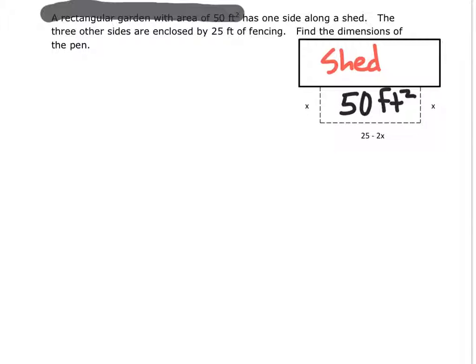Now, it says the other three sides are enclosed by 25 feet of fencing. So what that means for us is this fencing, which is going to be this dashed line, is made up of 25 feet of fence. That's where this 25 comes from. So they've already done the work for you. They said you don't know this side, you don't know this side, but this final side right here is the 25 minus those two x's.